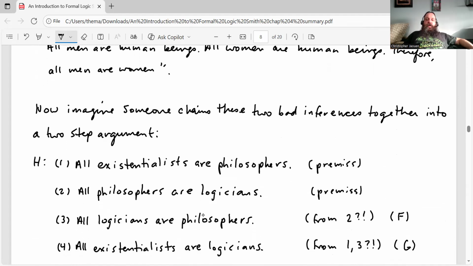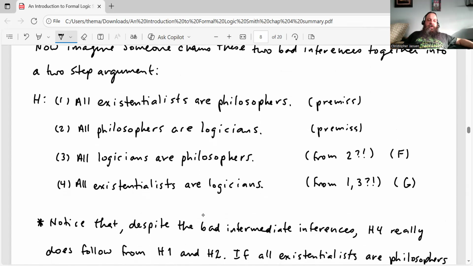Okay, now imagine someone chains these two bad inferences together into a two-step argument, which here he's calling H. Premise one, all existentialists are philosophers. Premise two, all philosophers are logicians. Then proposition three, all logicians are philosophers, follows from inference F and premise two. "I follows," again in quotes. And then proposition four, all existentialists are logicians.